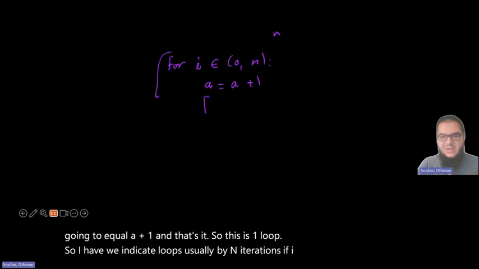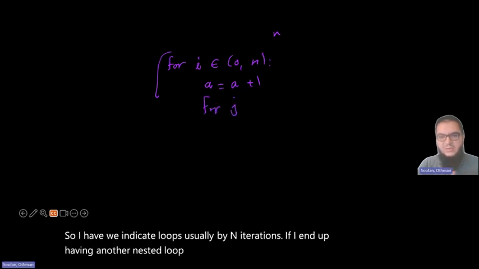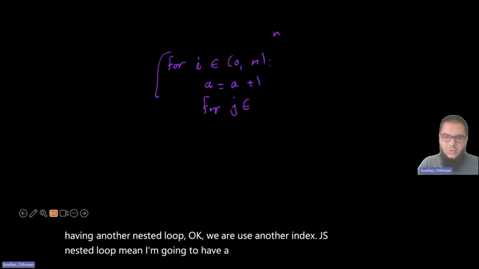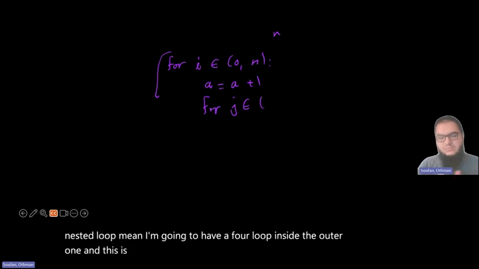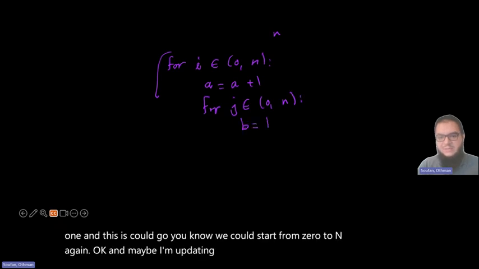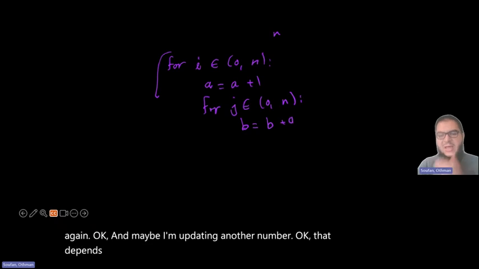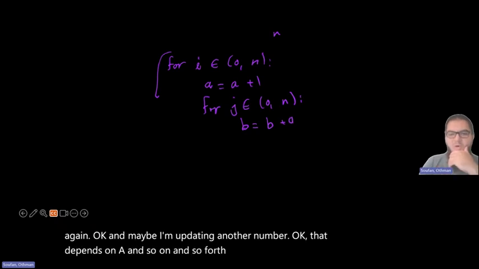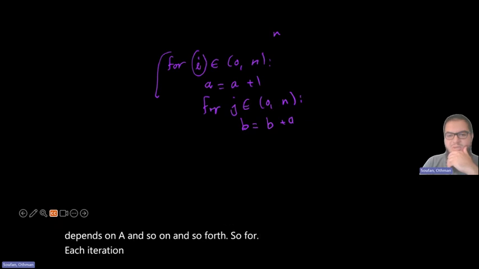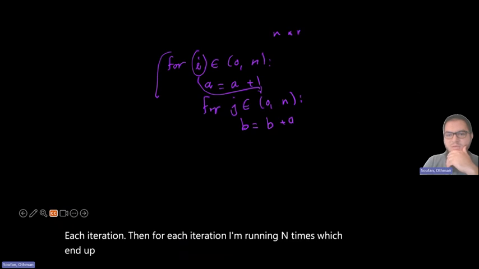If I end up having another nested loop, and we use another index j, nested loop means I'm going to have a for loop inside the outer one. And we could start from 0 to n again, and maybe I'm updating another number that depends on A, and so on and so forth. So for each iteration, I'm running n times, which ends up, for two nested loops, as n times n, which is going to equal n squared.